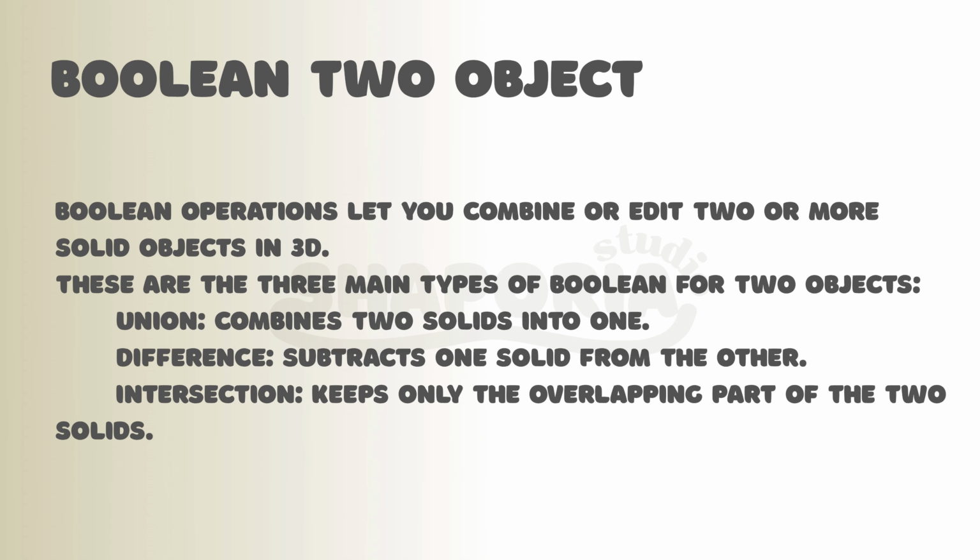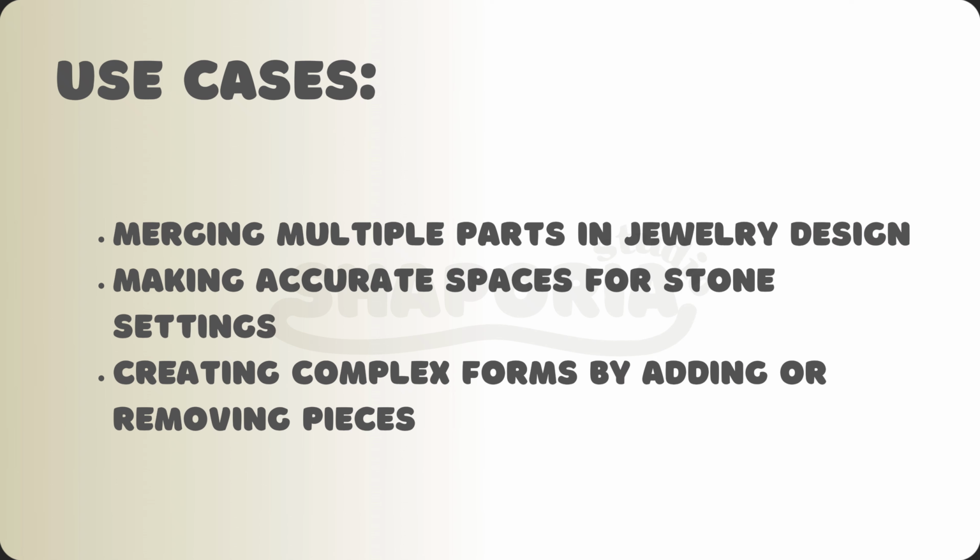Boolean operations let you combine or edit two or more solid objects in 3D. These are the three main types of Boolean for two objects. Uno, union, combines two solids into one. Dos, difference, subtracts one solid from the other. Tres, intersection, keeps only the overlapping part of the two solids, merging multiple parts in jewelry design, making accurate spaces for stone settings, creating complex forms by adding or removing pieces.